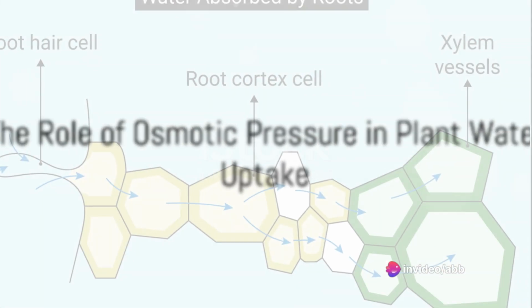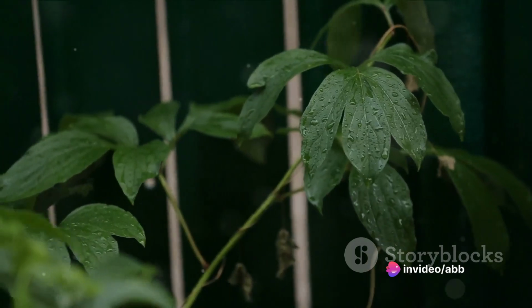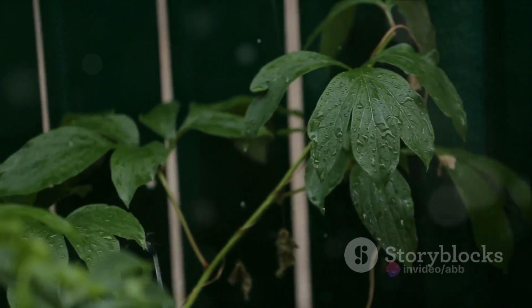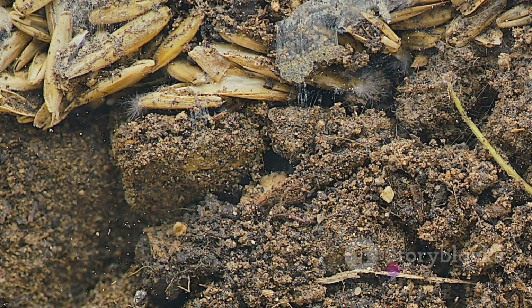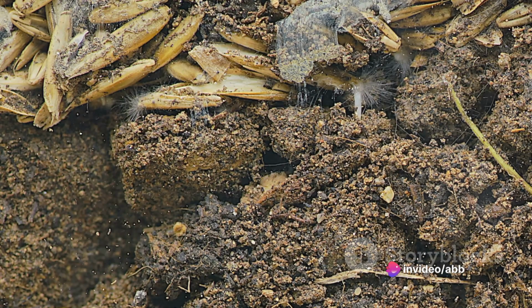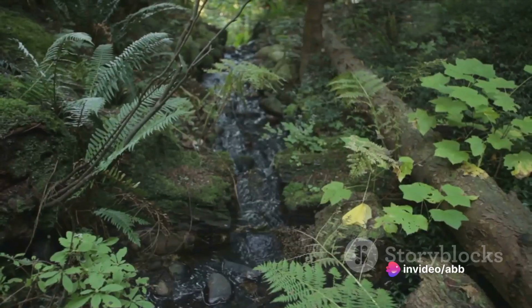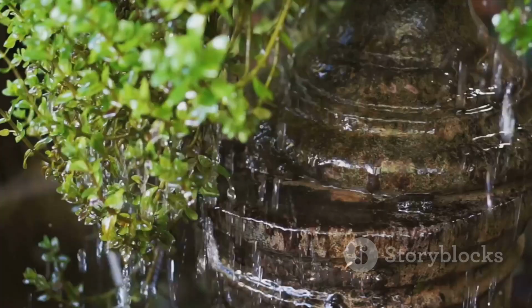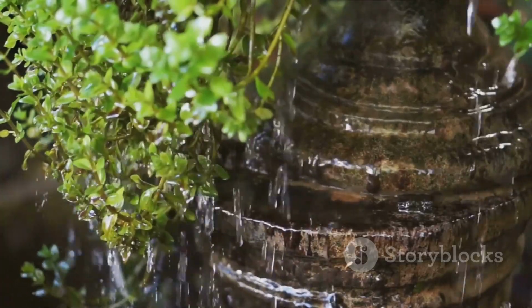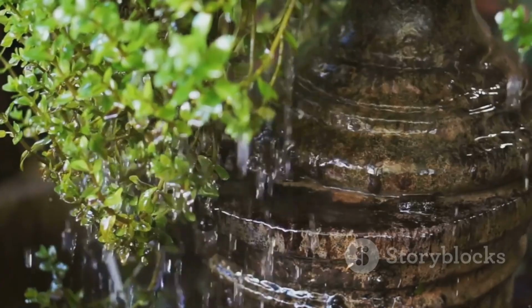Now consider a plant on a hot summer day. The plant's roots draw water from the soil, which then travels up the stem, reaching the leaves. This upward movement of water is possible due to osmotic pressure. The water concentration inside the root cells is lower than that in the surrounding soil. So to balance out this difference, water flows from the soil into the roots. This process continues, allowing water to reach the topmost leaves of the plant.